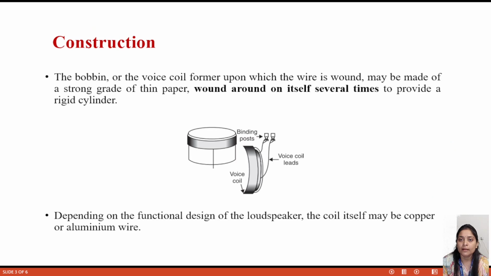Now, what is the construction? There is a bobbin, or voice coil former, upon which the voice coil is wound. That means a bobbin or voice coil former upon which wire is wound may be made of a strong grade of thin paper wound around itself several times to provide a rigid cylinder. Depending on the functional design of the loudspeaker, the coil itself may be copper or aluminum wire, sometimes based on the application.